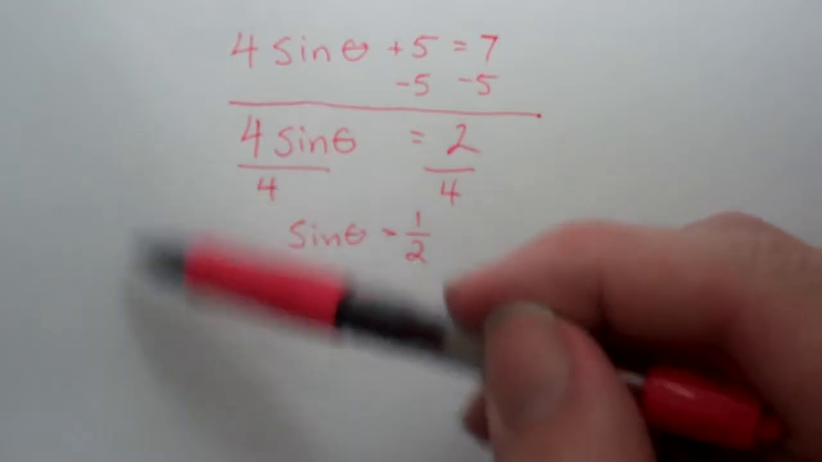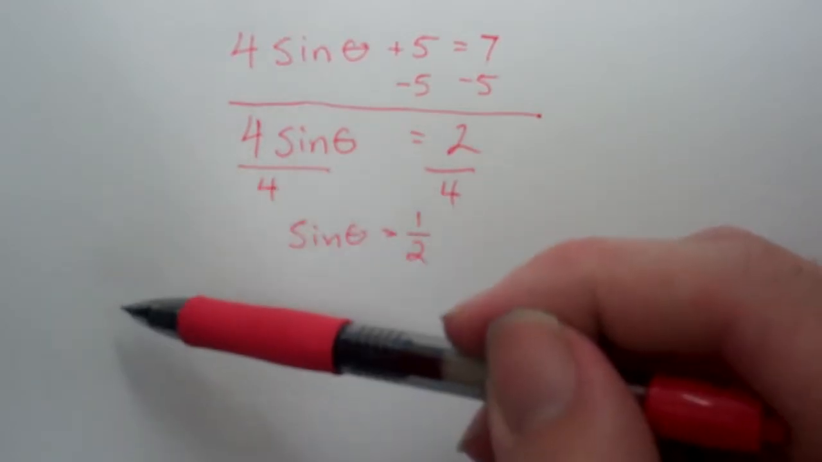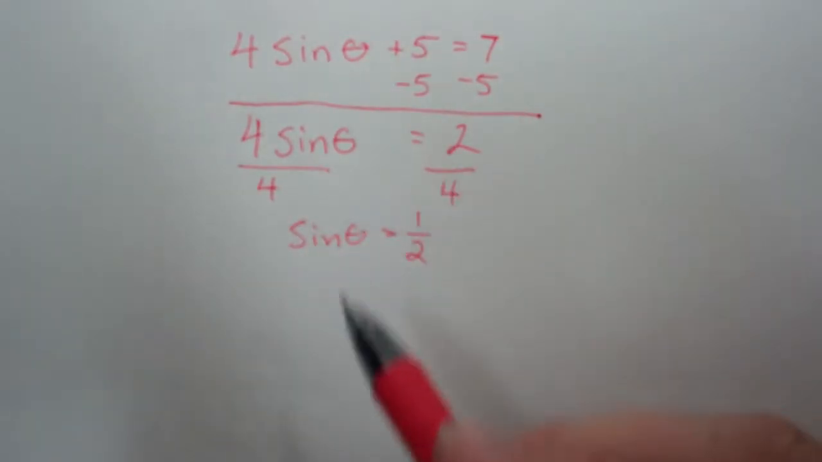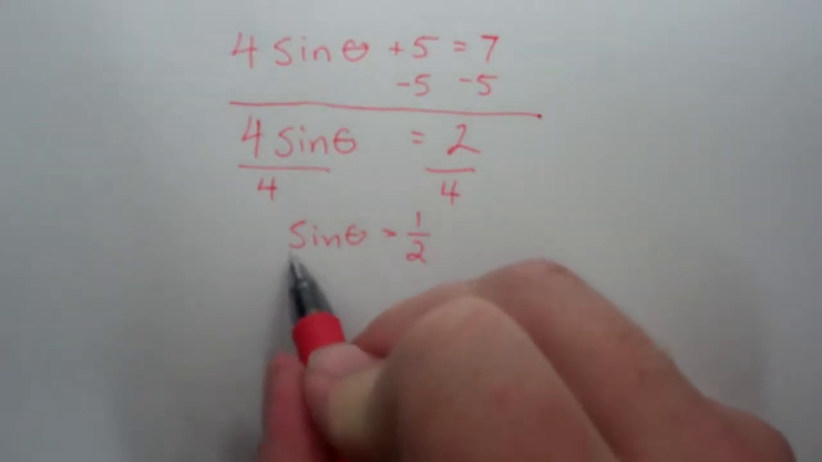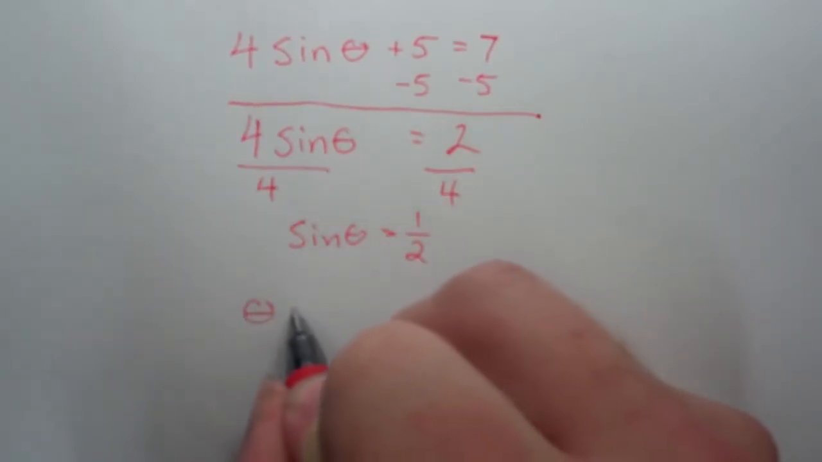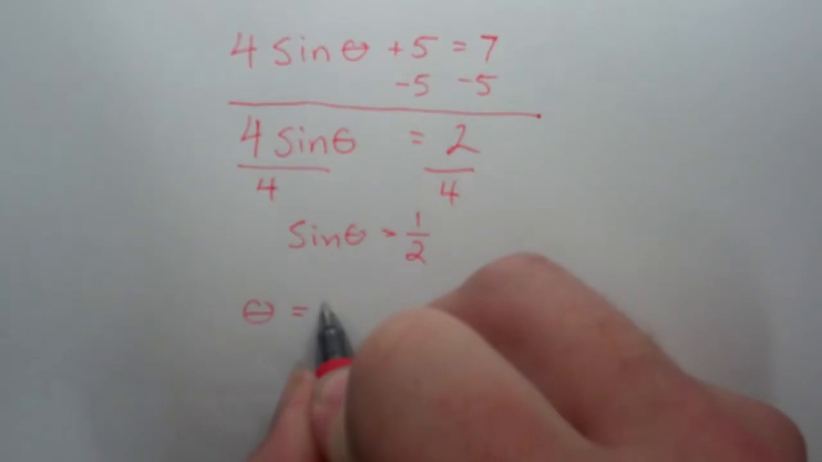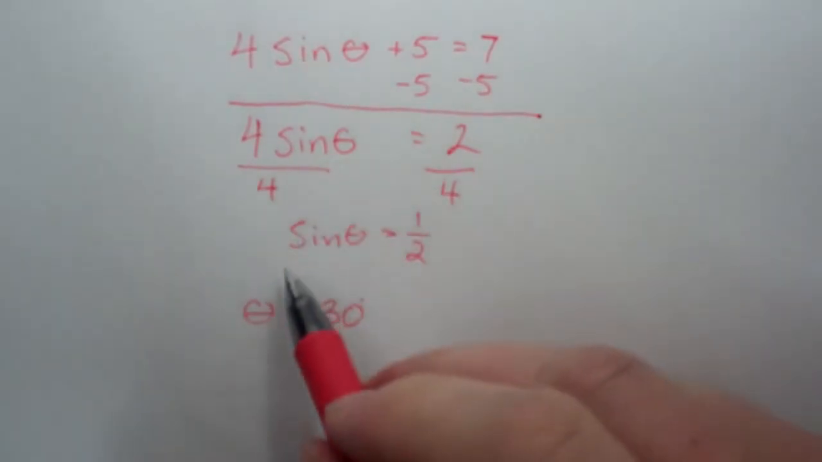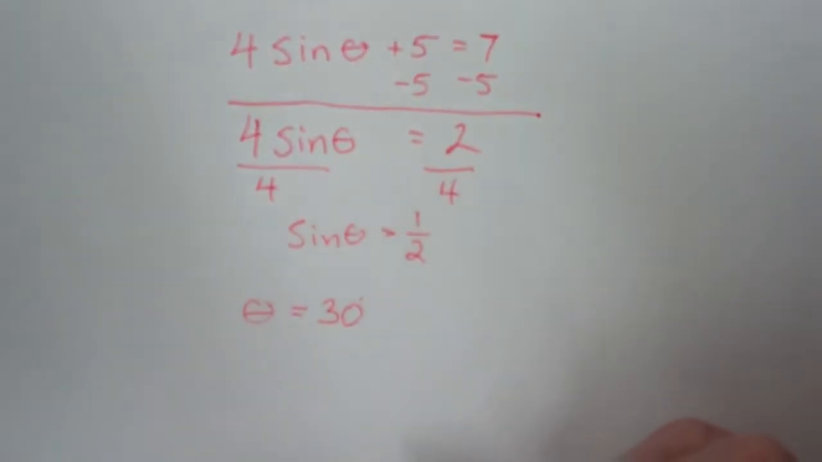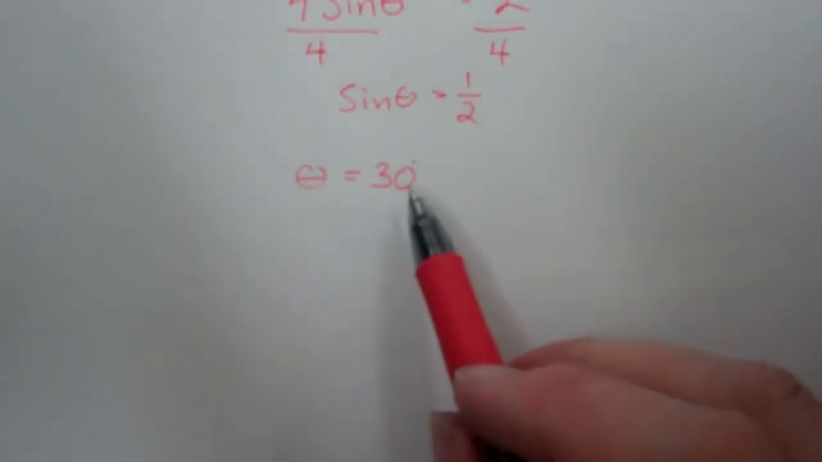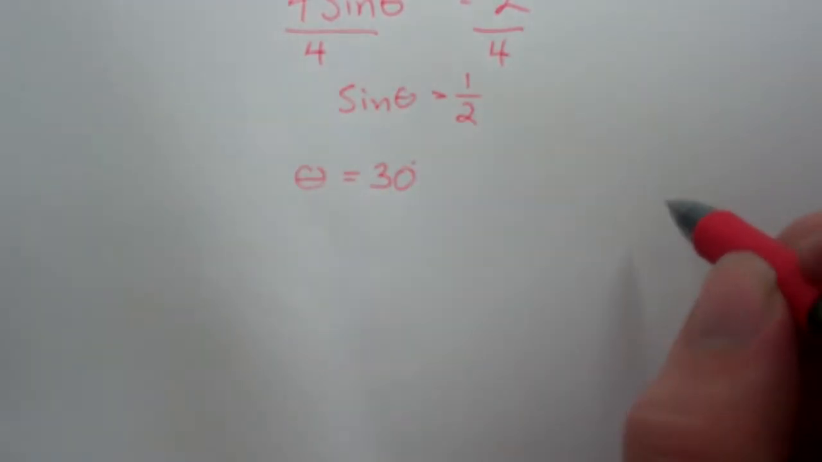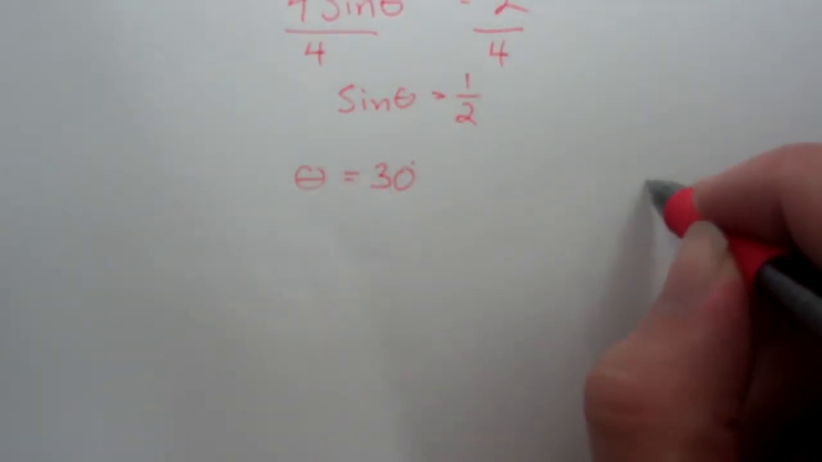There's a table of special angles and the trig values of those special angles that you need to have memorized. And so you should know that when the sine of theta is equal to 1/2, one value that works for theta is 30 degrees, because the sine of 30 degrees is 1/2. 30 is a special angle. But that's not the only value that will work. Remember, once we find one value, we're going to use a reflection to find other possible values.